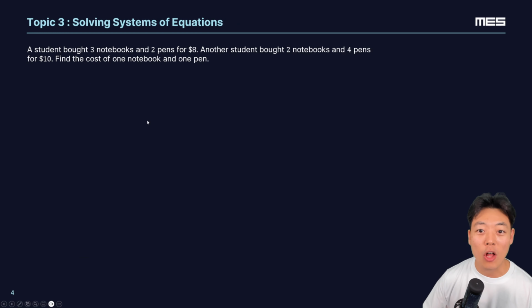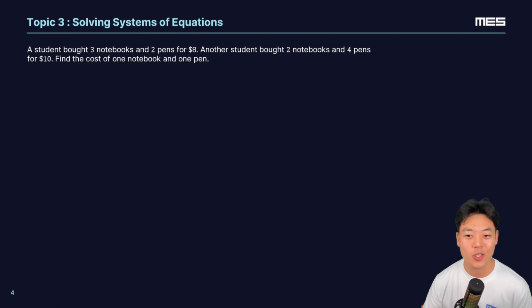Topic 3, solving systems of equations. Also really important, and these often show up as word problems. So let's take a look. A student bought 3 notebooks. Notebooks, automatically, I'm thinking we're going to use the variable n. And pens, I'm going to use the variable p.